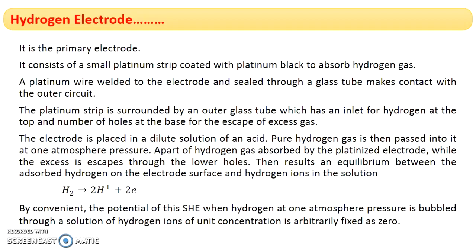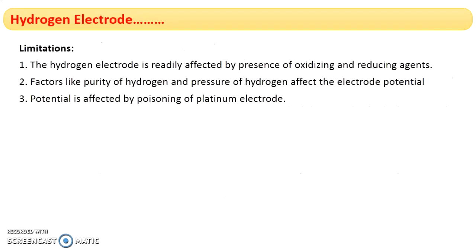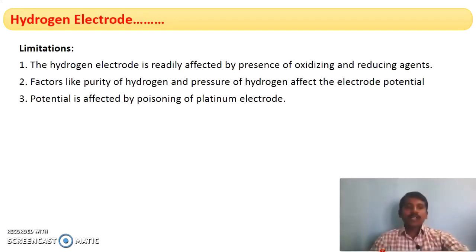Now we will discuss the limitations of the hydrogen electrode. The hydrogen electrode is readily affected by the presence of oxidizing and reducing agents. The electrolyte or the surrounding environment of the hydrogen electrode should not have oxidizing or reducing agents.